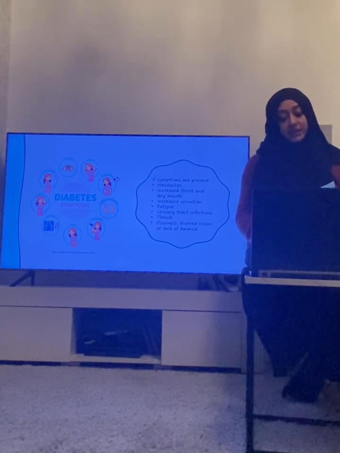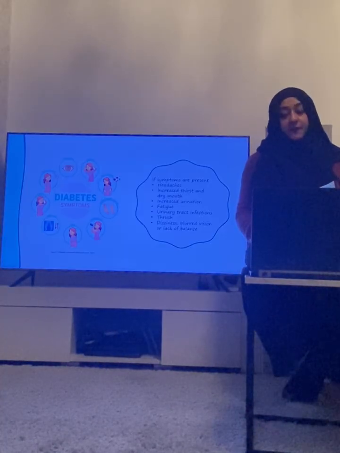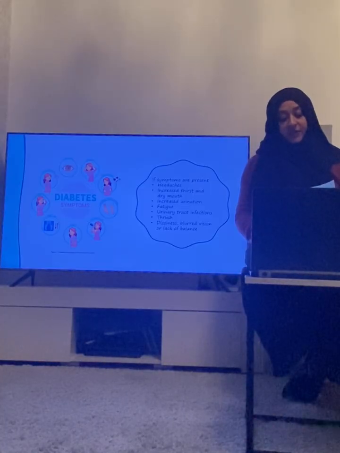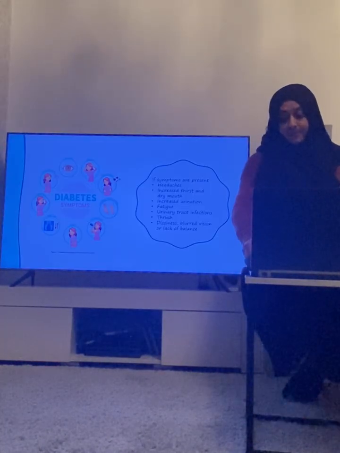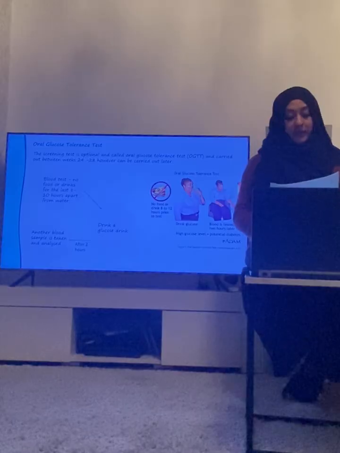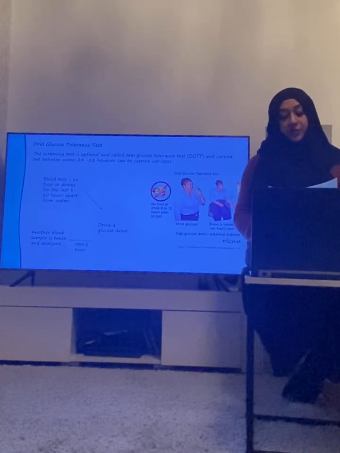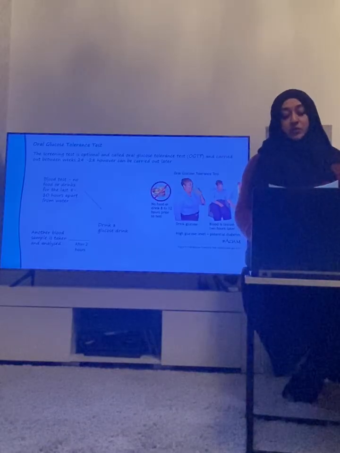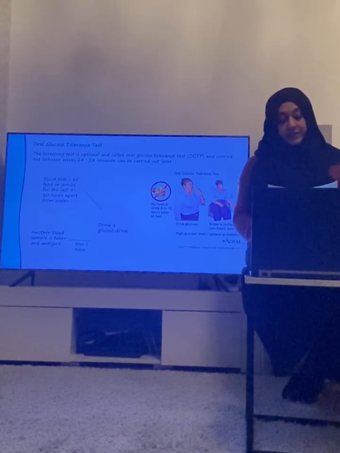Screening will also be offered if symptoms that cause gestational diabetes are present or occur. Symptoms include headaches, increased thirst and dry mouth, increased urination, fatigue, urinary tract infections, thrush, dizziness, blurred vision, or lack of balance. The screening test is optional and called an oral glucose tolerance test and carried out between 24 to 28 weeks, however can be carried out later.